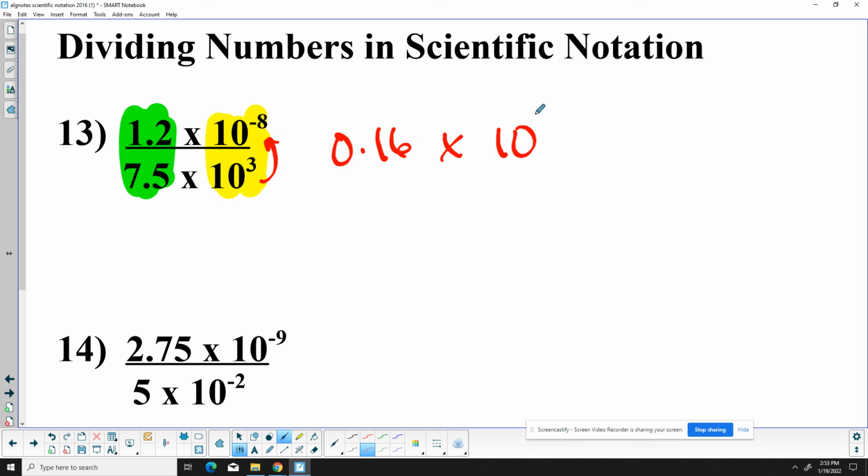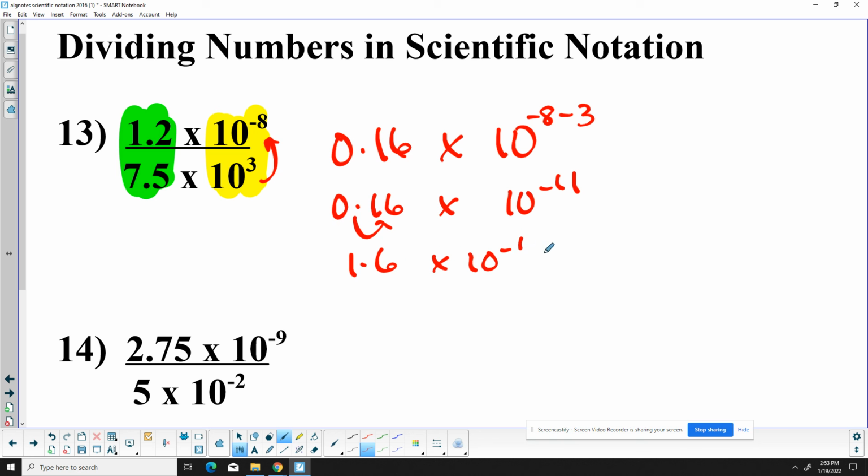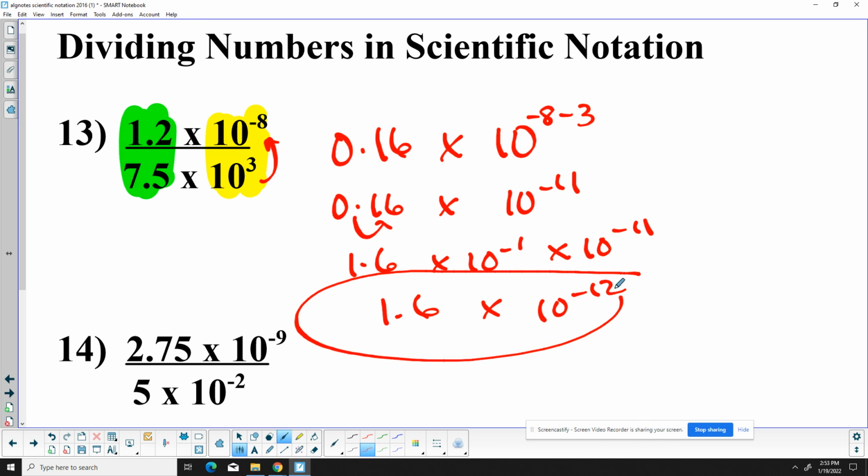So I'm going to write this out so you can see what I'm doing. So -8 minus 3, because remember when they have like bases and I'm dividing, I have to subtract. So 0.16 times 10 to the -11. But this is too small, so I move it over 1 and make it 1.6 times 10 to the -1, one spot and smaller than the range, so that's why I made it negative, times 10 to the -11. So my final answer would be 1.6 times 10 to the -12 because I just added those.